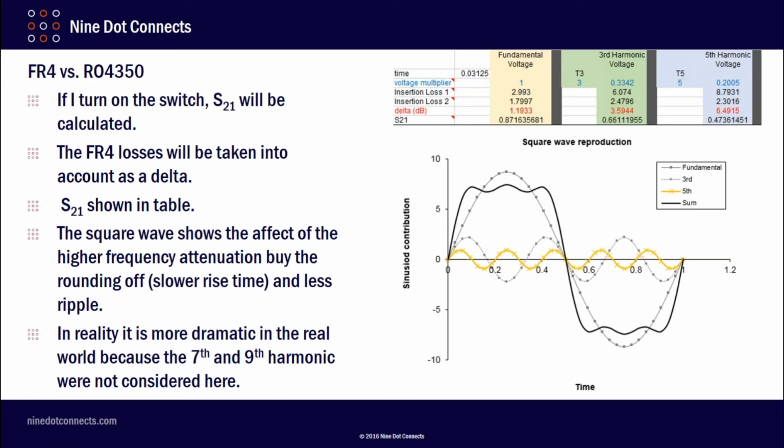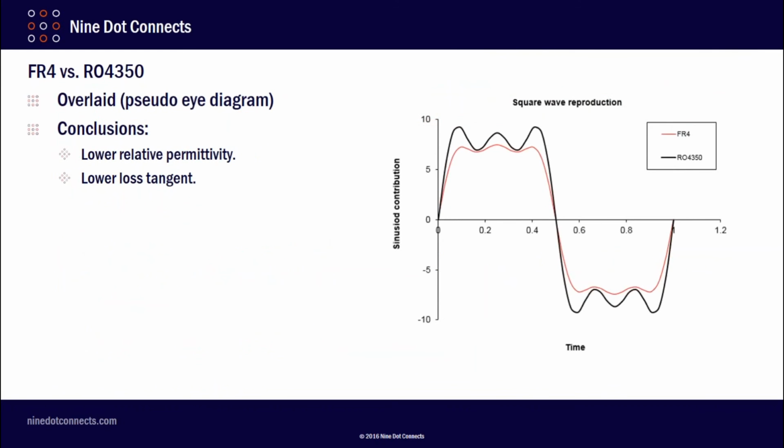So what I did there is I created a pseudo I diagram by overlaying the two sums. And so the conclusion you can see here is that the lower relative permittivity and the lower loss tangent gave you not only a faster slew rate, but it also gave you an overall maximum amplitude.